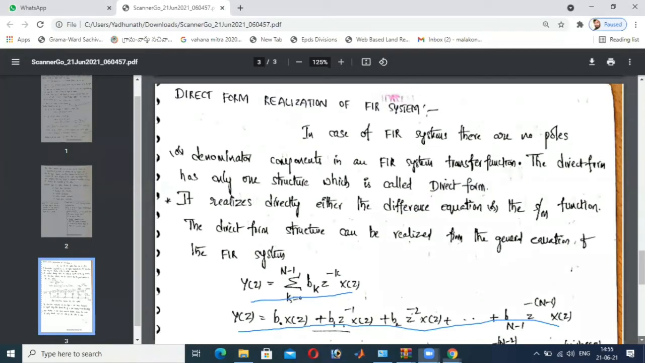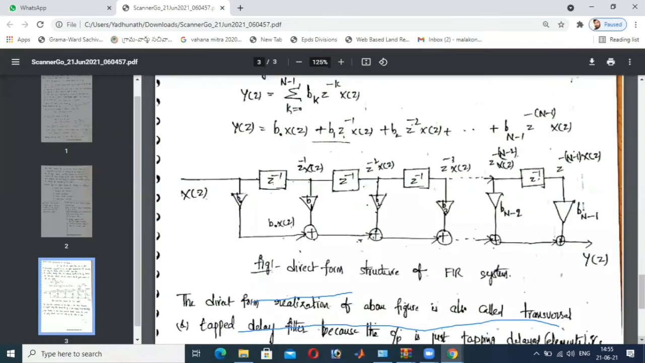Now, with the help of the expansion equation, I can construct a block diagram. So that is generally called the FIR system.